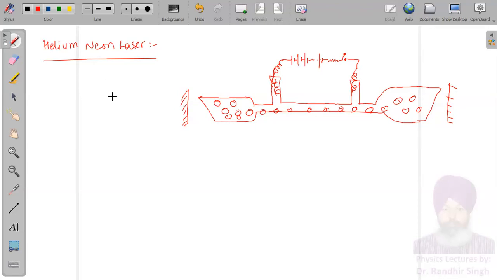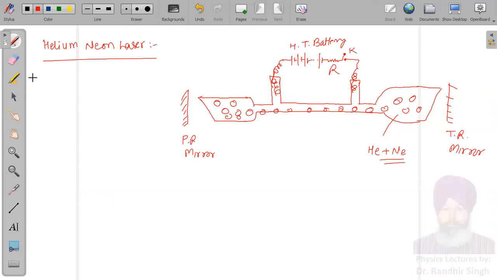Okay, this is the construction of the helium neon laser. This is a partially reflecting mirror. This is a totally reflecting mirror. This tube contains gas molecules, helium plus neon, and this is a high tension battery. This is an appropriate resistance R. This is a key.